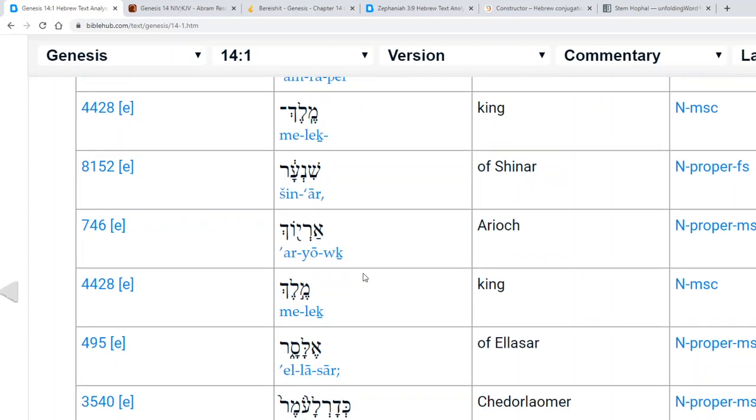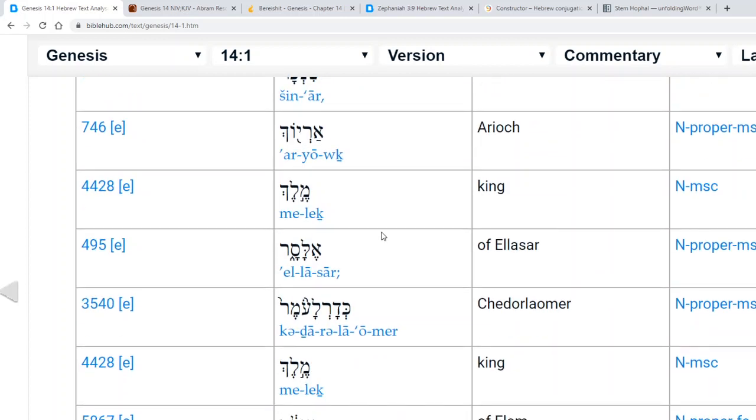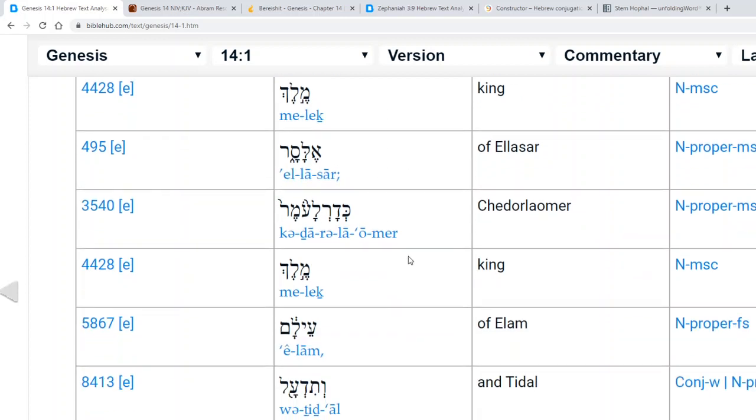Aryoch is a name. Melech, again, king of, right? Because it's in the construct form. Well, the word melech in the construct form or outside of the construct form looks the same, but from the way we read it, it's obvious that this is being used as a construct. Melech Elasar, right? So Elasar is the place. Melech Elasar is the king of Elasar.